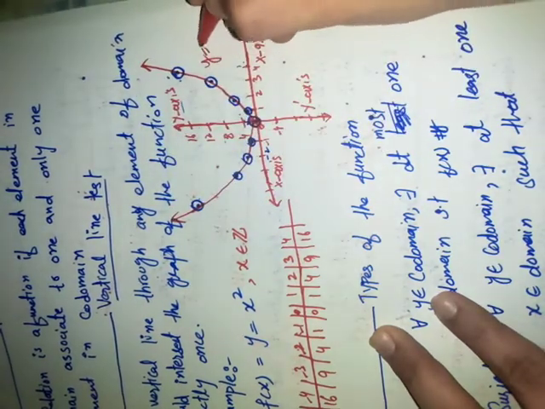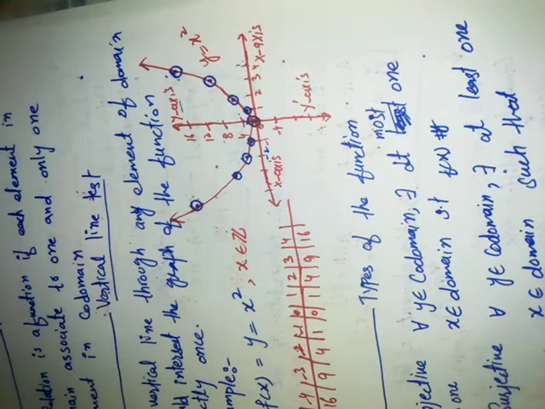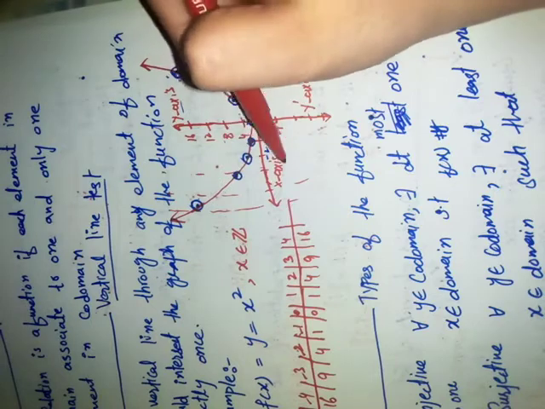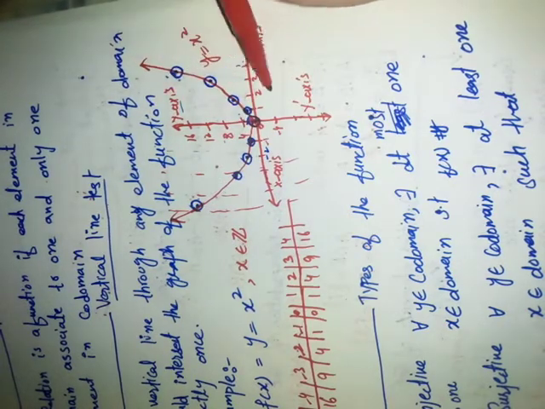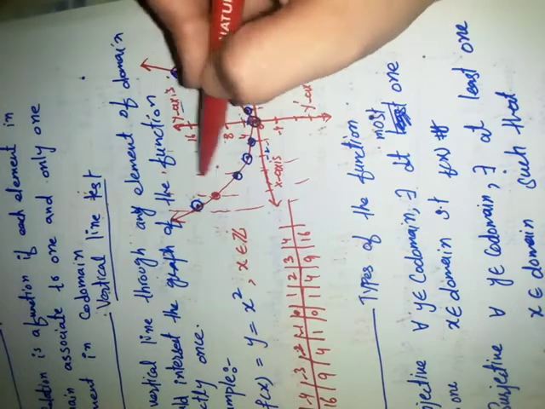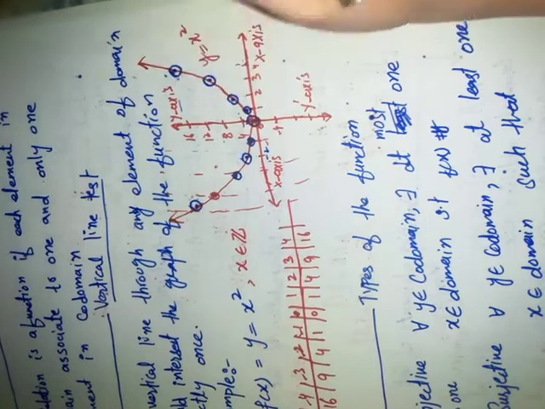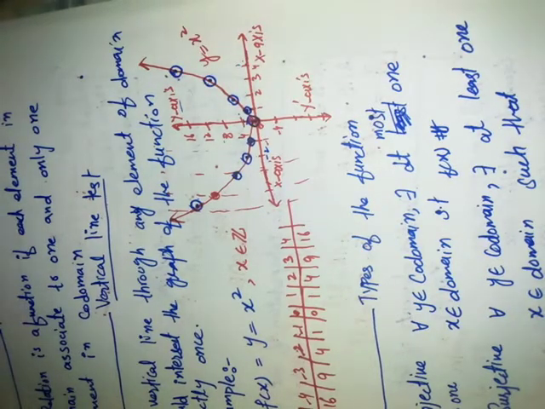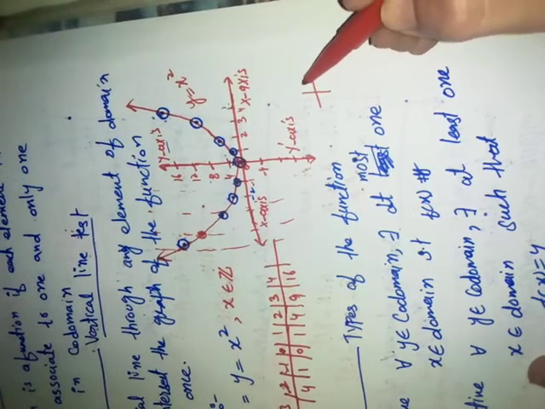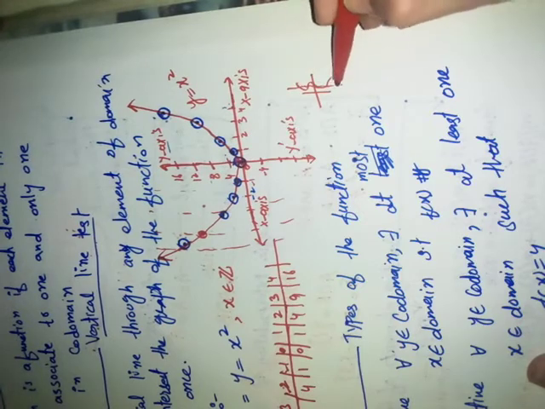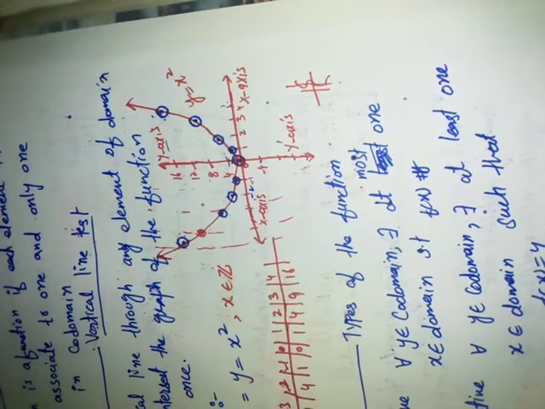This is the graph of y equals x square. You will draw vertical lines on this graph. The vertical lines everywhere cut the graph exactly at one point. It does not cut anywhere at more than one point. Then this equation is a function. If it cuts the graph at more than one point, then the given equation is not a function. For example, if you have a graph like this, you will draw the vertical line, then it will cut at more than one point. It means this graph is not a function.